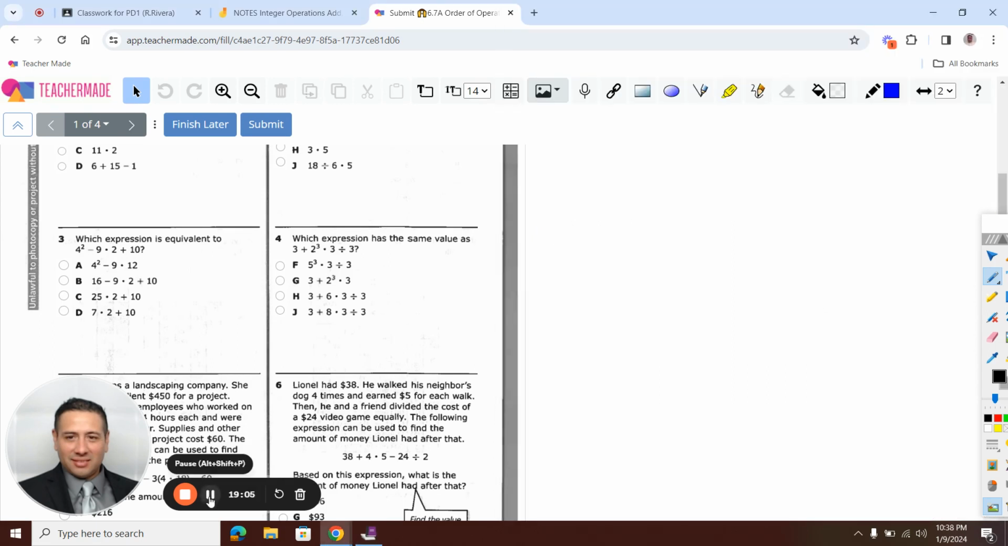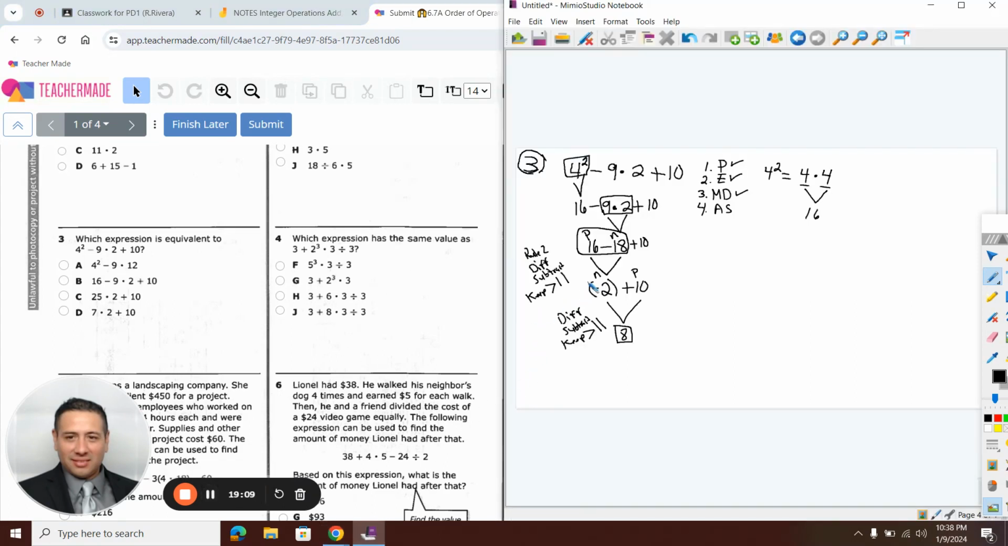Okay, so we know that the answer is 8. So let's check the next one. 16 minus 9. There's a 16 minus 9. Good. Times 2. Times 2. Plus 10. Oh, so this is going to be the expression that they're looking for right there, which is our step 3. Step 1.